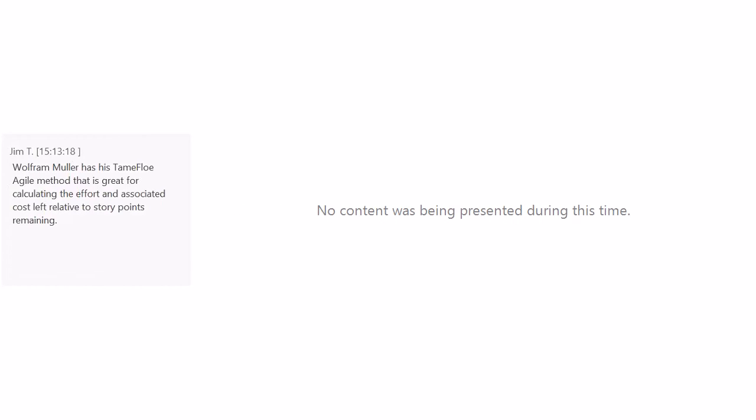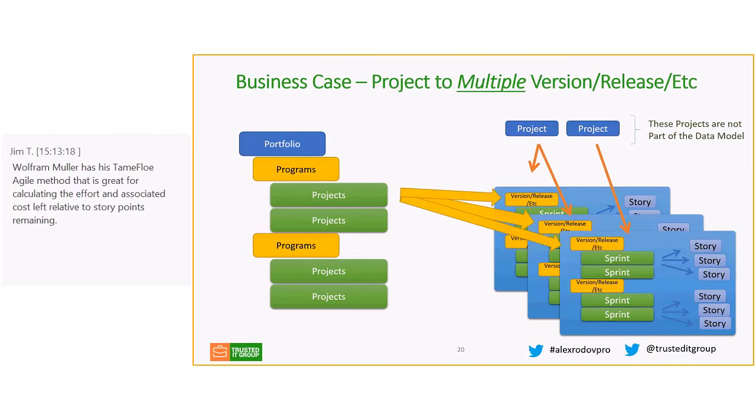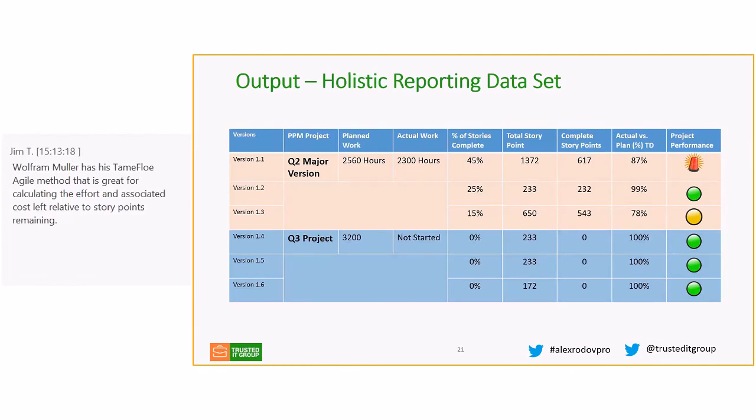Make sense? Thanks. Okay, last person over here is Frank. Frank wanted to know, he would like to better understand how the output holistic reporting data set is built. He said that he can't find a way to come up with the actual versus plan values that are shown.